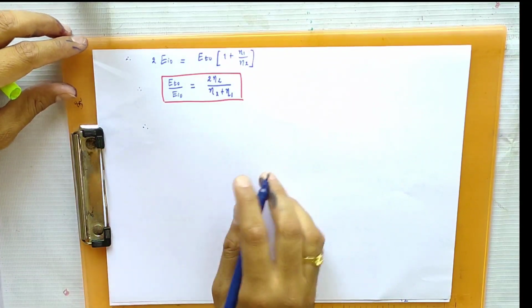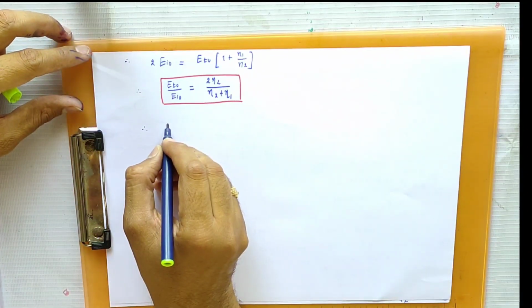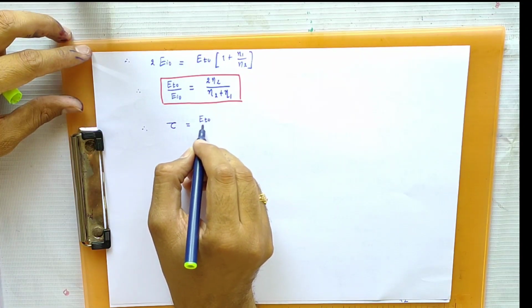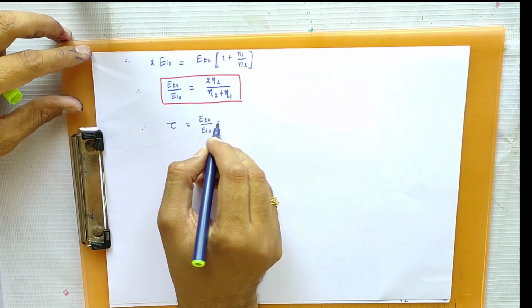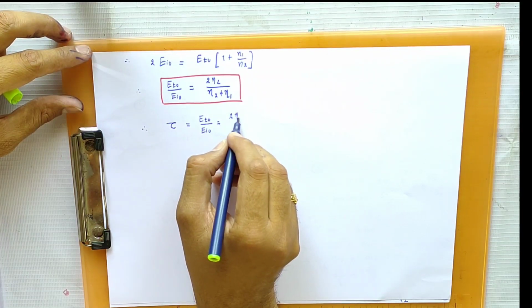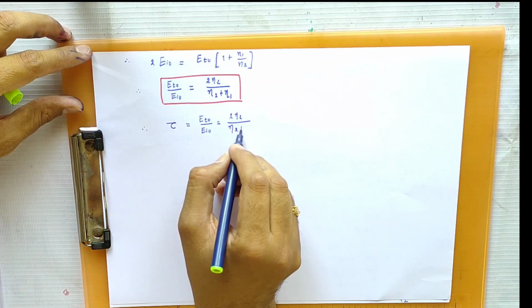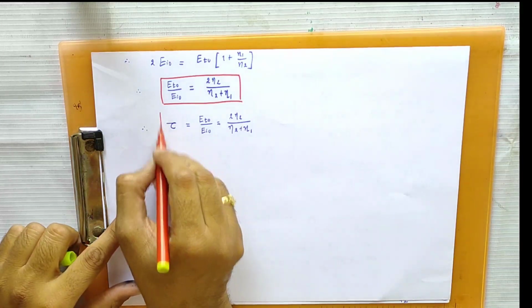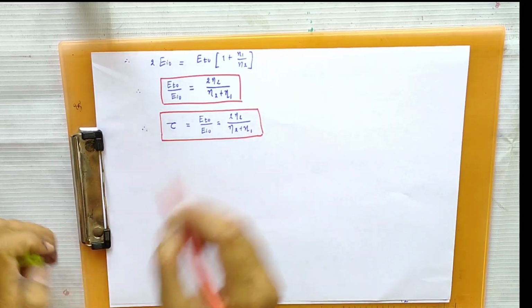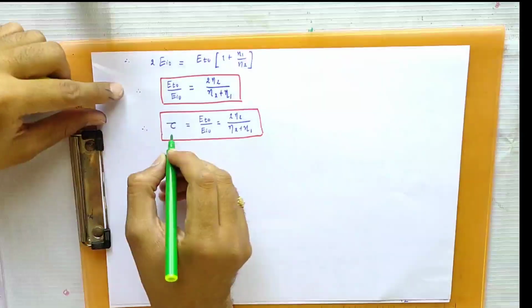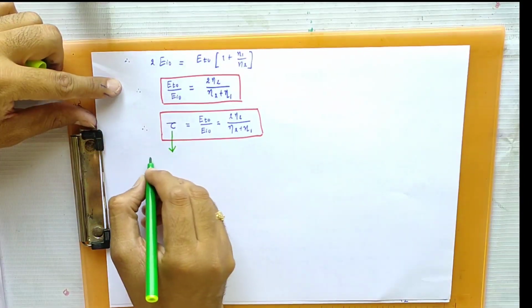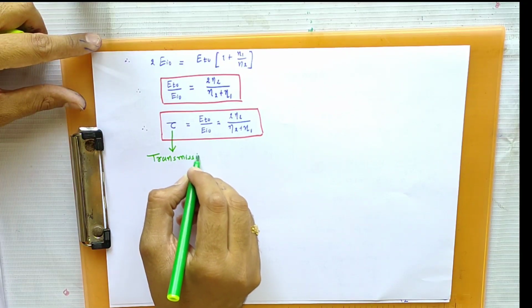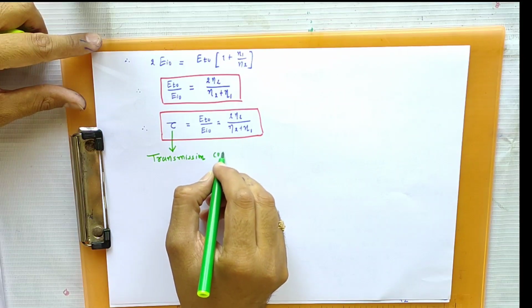The transmission coefficient is denoted by small tau. So small tau is ETO by EIO, which is equal to 2 times eta 2 upon eta 2 plus eta 1. So here the small tau is known as the transmission coefficient.